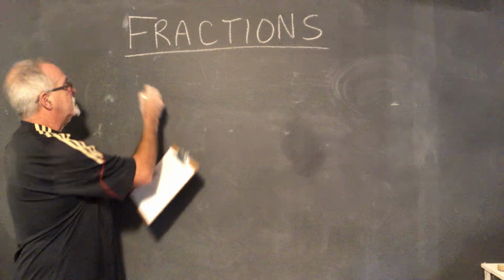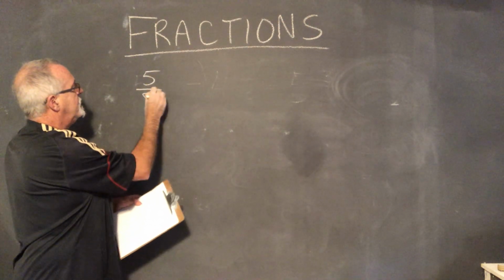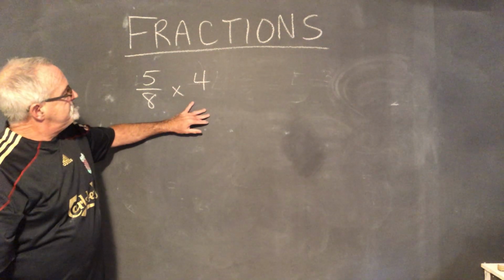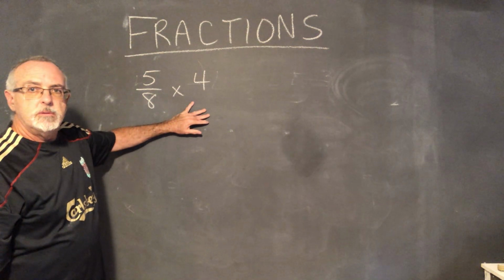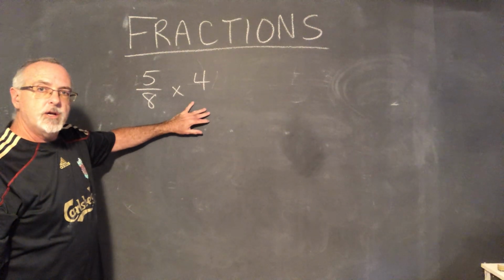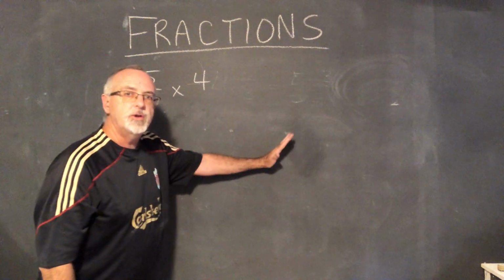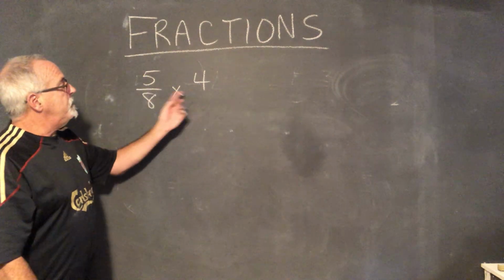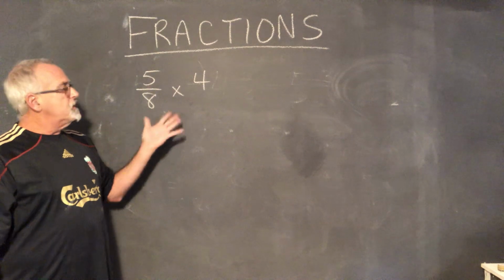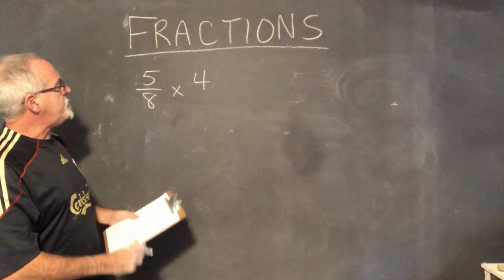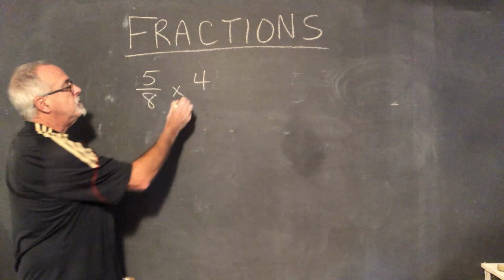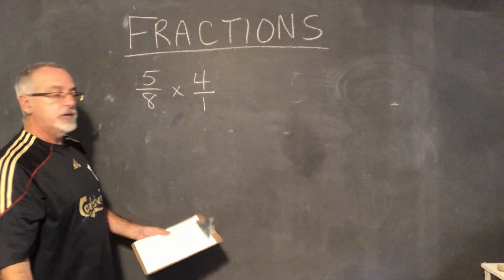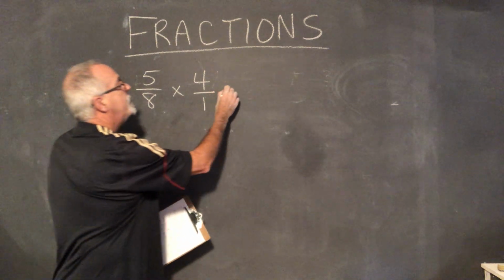Like this question right here is subtle. 5/8 times 4. We've seen this before. When we first did multiplication of fractions, we did a bunch of fraction times fraction. But then we said, hey, what if it's fraction times whole number? So this isn't actually new. What do we do? We turn this into a fraction by putting it over 1. You can turn any whole number into a fraction by putting it over a 1.